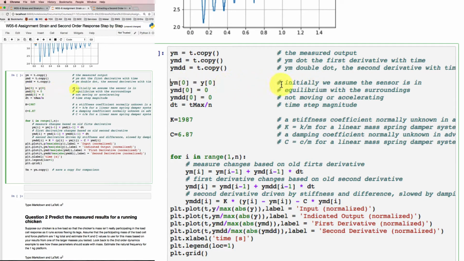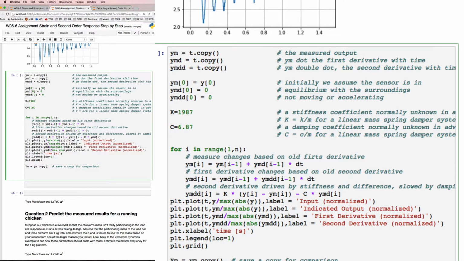I'm going to need this part because it sets the initial conditions. It makes sure that the measured y0 is the same as the actual input y0, so it's in equilibrium. And the two derivatives are both equal to 0 at time t0. And we already calculated dt, so we don't need to calculate that again. I'm starting at 2000 and at 7 because that was the numbers that I had up there as an example.